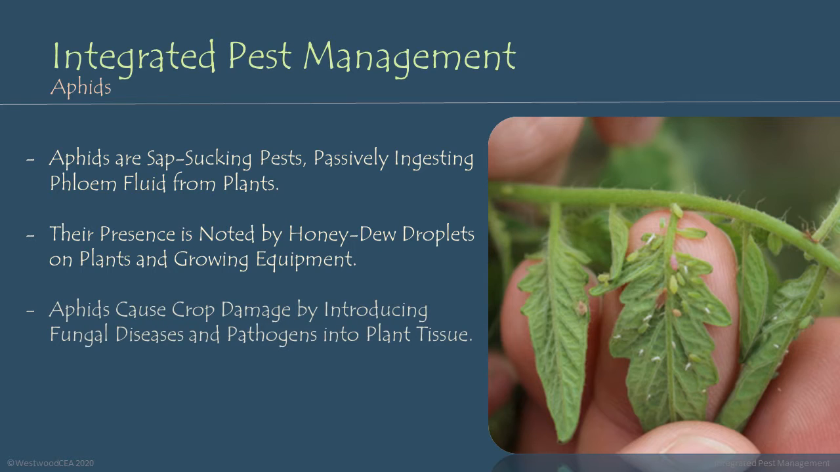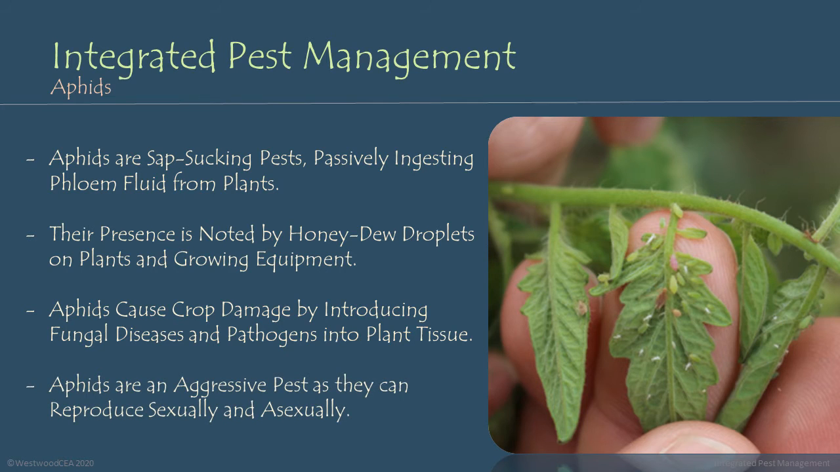Aphids cause crop damage primarily by introducing fungal diseases and pathogens into the plant tissue as they're feeding. Aphids are a particularly aggressive pest because they can reproduce sexually or asexually, and we're going to dig deeper into this in the coming slides, but this is one of the big reasons why aphids can run rampant through a greenhouse very quickly: they can reproduce incredibly fast.